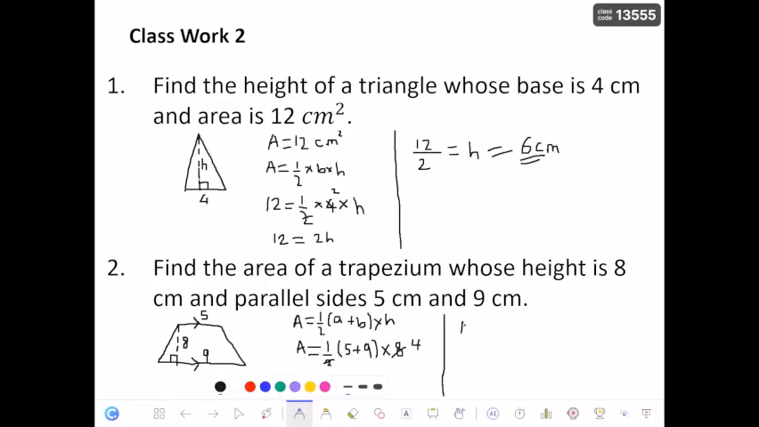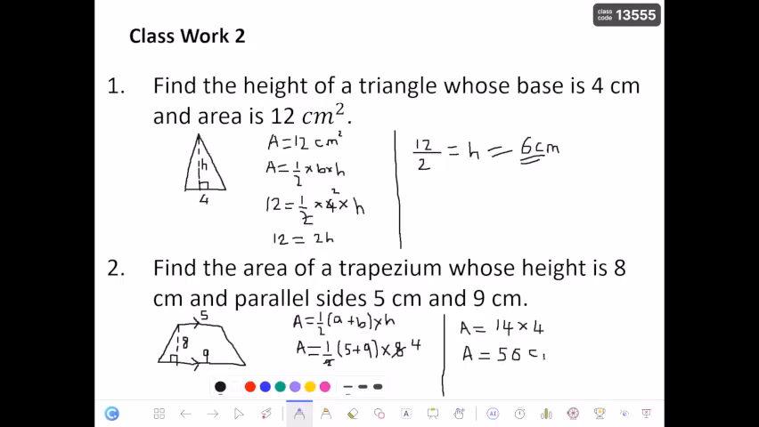That means A is equal to what now? The half is gone with this 8, which is 4. Then 5 plus 9 will give us 14. Then you can now multiply 14 times 4. 4 times 4 is 16. 4 times 1 is 4, plus 1 now, that is 5. So it will give us 56.